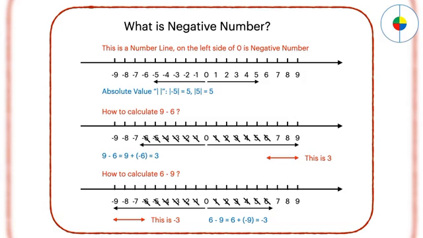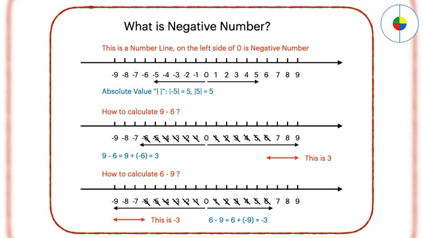You should already know how to calculate 9 minus 6. It can also be considered as the sum of 9 and negative 6. Since 9 has greater absolute value than negative 6, the result is a positive number. From the number line, you can easily see the result is 3.